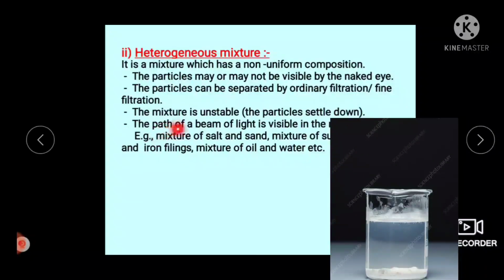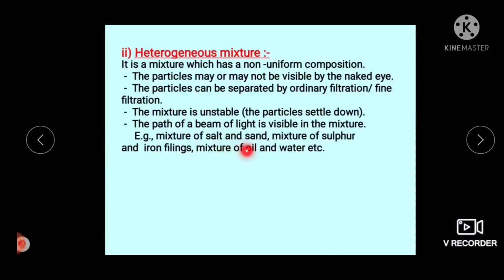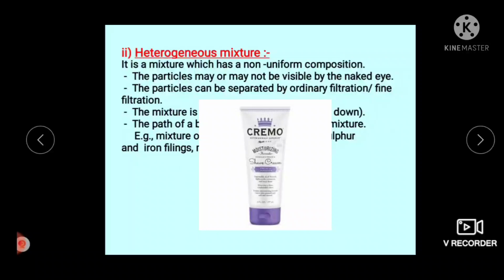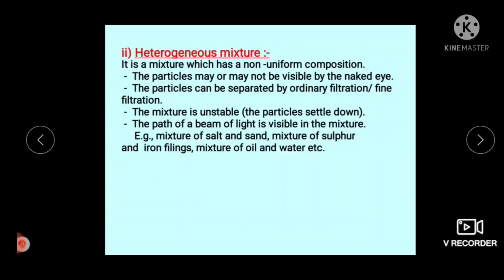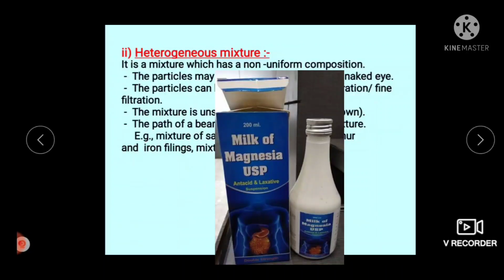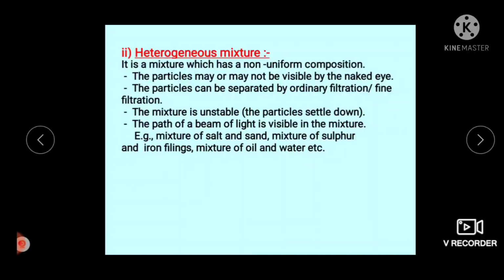Examples are a mixture of salt and sand, a mixture of sulfur and iron filings, a mixture of oil and water, face cream, shaving cream, cheese, butter, flour in water, milk of magnesia, fog, mist, hairspray. All those are heterogeneous mixtures. Most of the mixtures are heterogeneous. Only solutions and alloys are homogeneous mixtures.